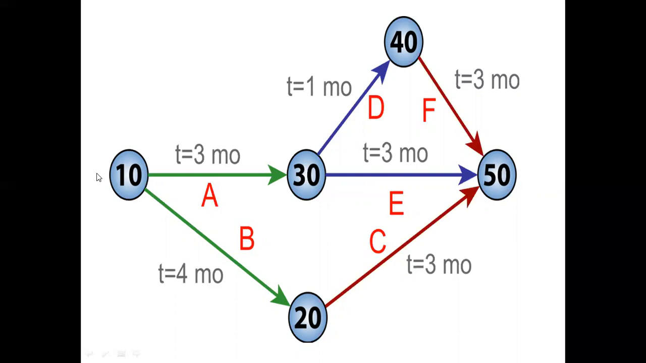It is an event which comes immediately before another event. So it is the predecessor event. And 40 is the successor of 30. 30 is the predecessor event of 40. Right. 20 is the predecessor event of 50, and 50 is the successor of 20, 30 as well as 40.